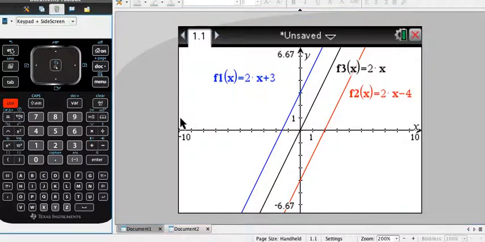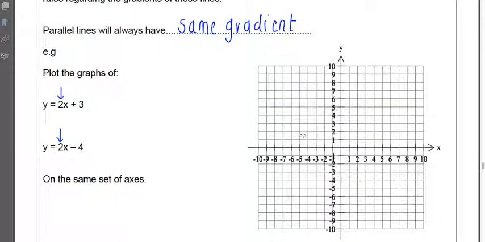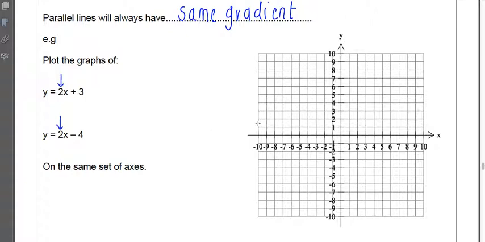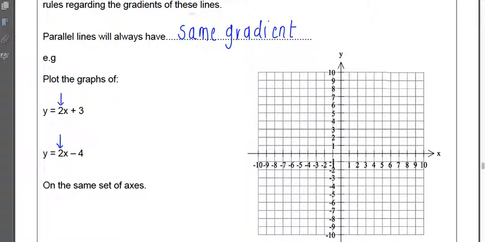So what we can do is we can add these graphs that we've got here to our sheet, which is over here. So what I want you to do is graph these two on your set of axes there so that you can see that they are in fact parallel. So parallel lines, in summary, same gradient. The rise over the run will be identical.